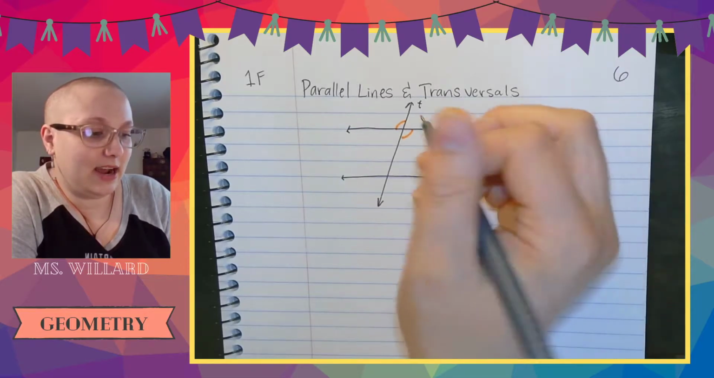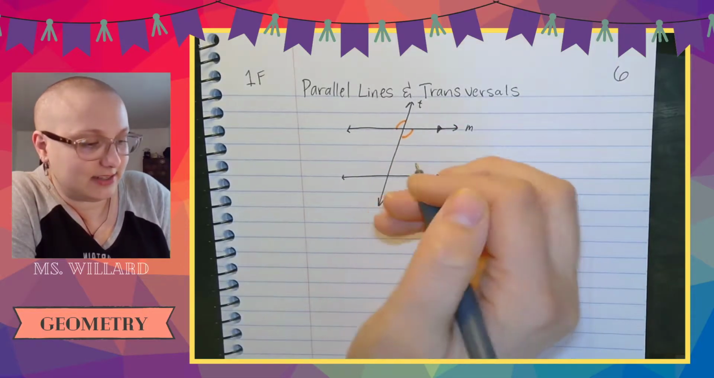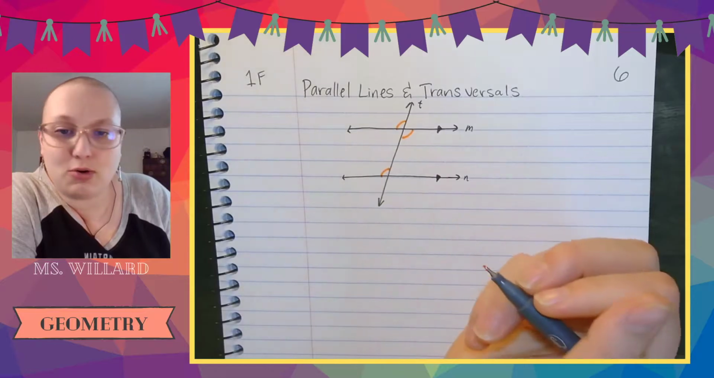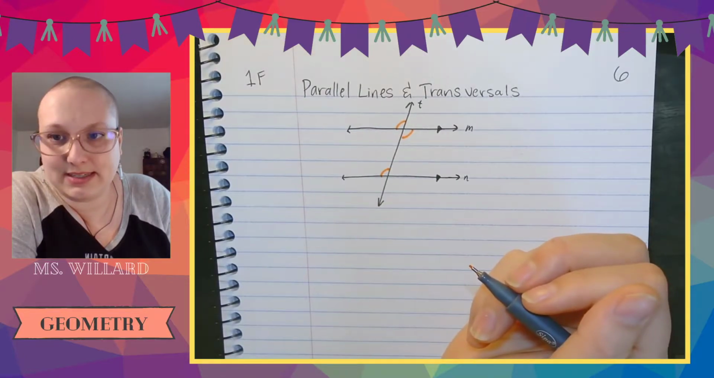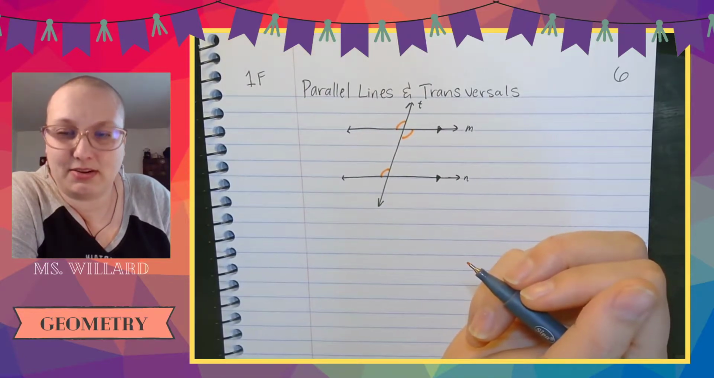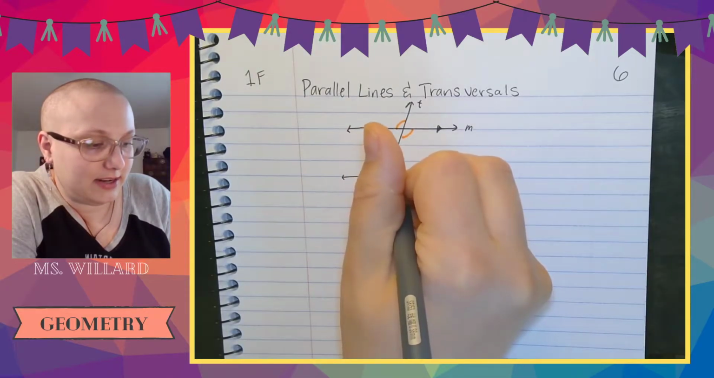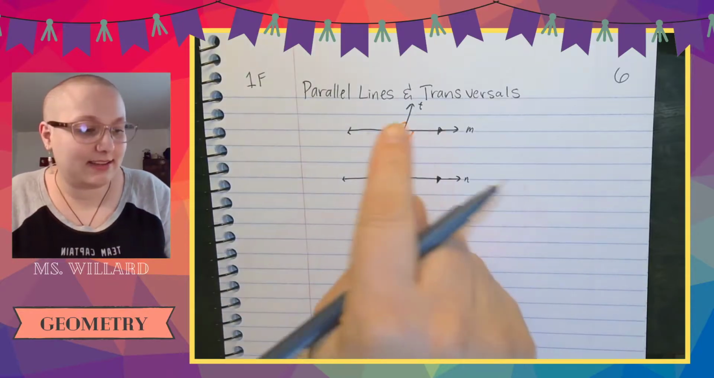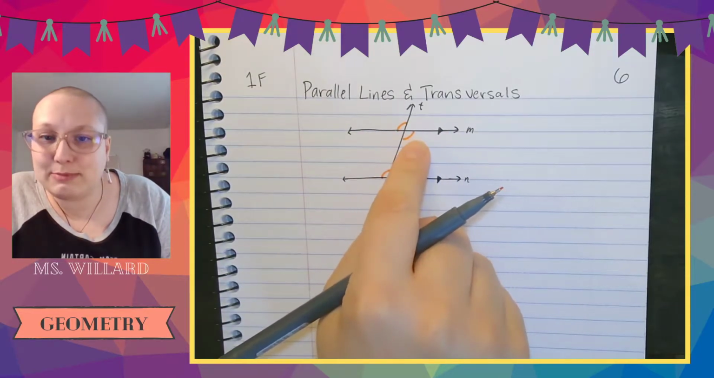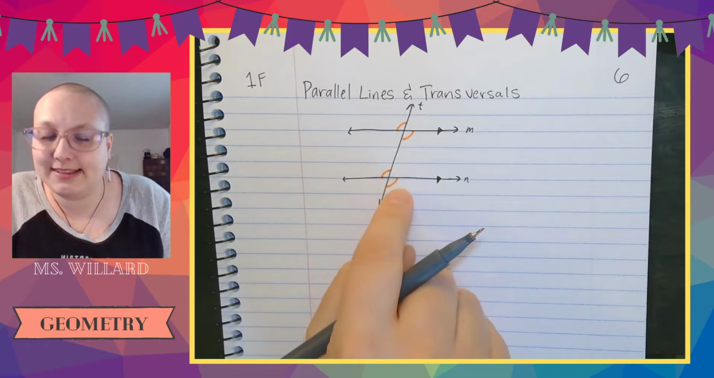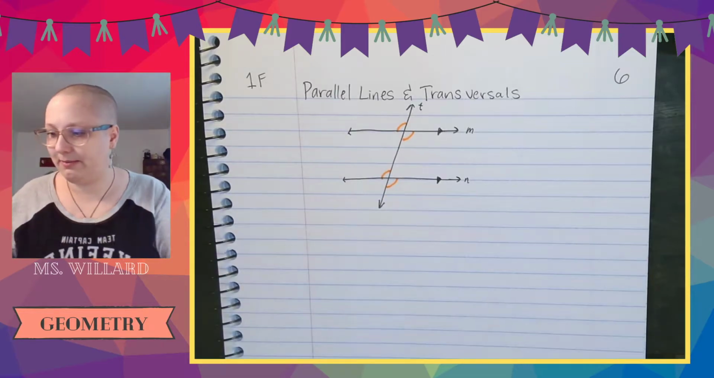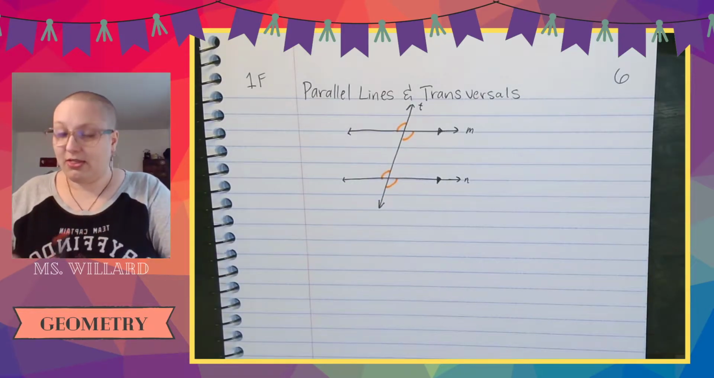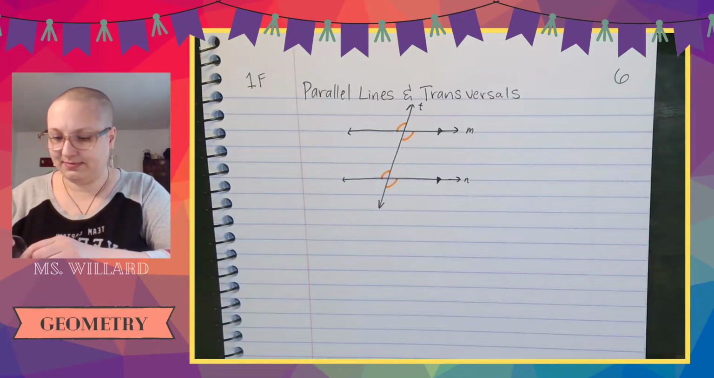Okay. Now, I also know that this angle right here is the same as this angle right here. Corresponding angles are congruent on parallel lines. They're in the same spot. And then this one down here is also the same as that. So if this angle was 130, this would be 130, this would be 130, and this would be 130. Okay? Those are all congruent angles.